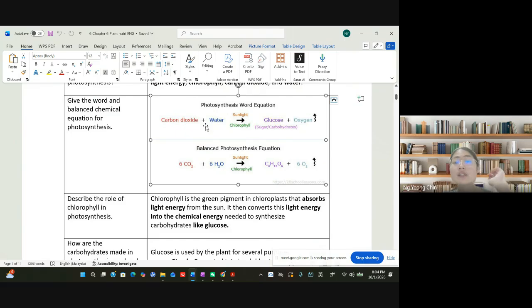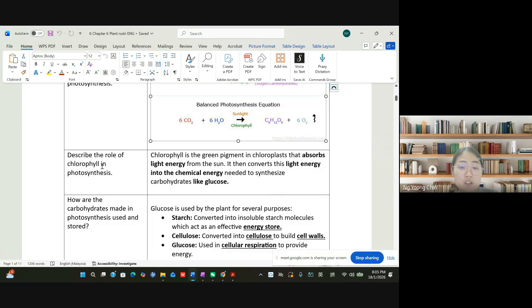Okay, so here's the equation. You need to know how to write the balanced photosynthesis equation, okay? Because as I mentioned before, remember to add the 6 in front because it's balanced. Usually they will just give you 2 marks. So sunlight is on the top, chlorophyll is below. So it's chlorophyll, not chloroplast, because chlorophyll is a structure found inside chloroplast. It's a structure responsible for trapping the sunlight. Yeah, so this is the chlorophyll.